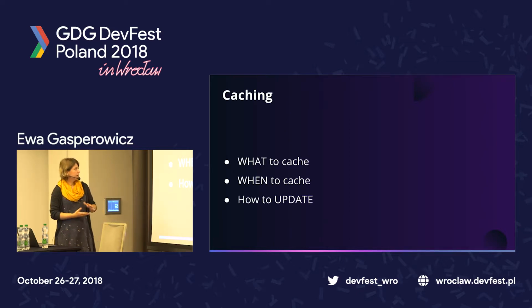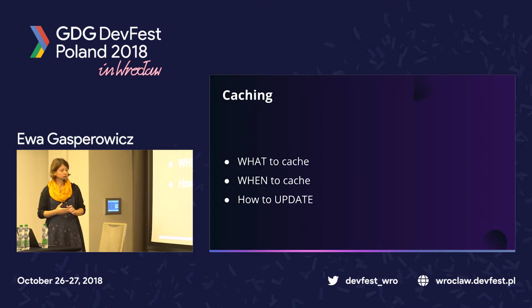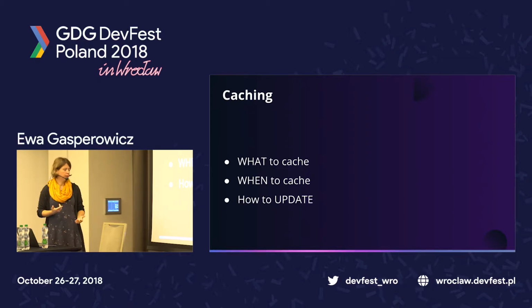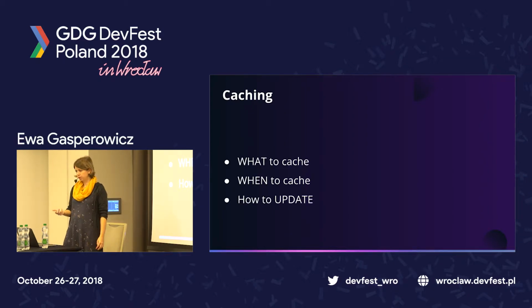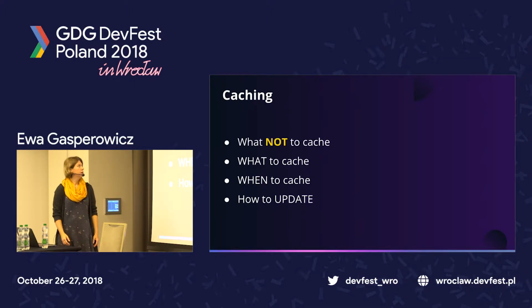So when you consider caching, there are a few questions you need to find an answer for. First, what to cache. The second is when to do it, when is the right moment. The third one is how to update. And there's actually a fourth that is more important than any other ones, which is what not to cache. That's a really important thing you need to figure out at the beginning.